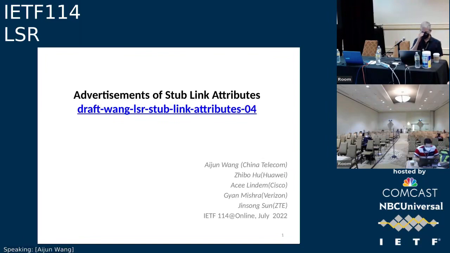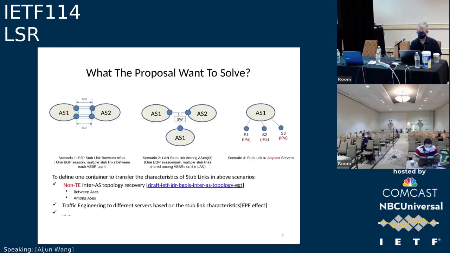So this is the update for the advertisement of the stub link attribute. Here I want to describe what the proposal wants to solve. I just describe 3 scenarios that we encountered in our network. The first is the inter-AS connection scenario. In such a scenario, the ASBRs will build the BGP session with their loopback addresses, and there are several inter-AS links between them. So we want to recover the inter-AS topology within the 2 ASes.